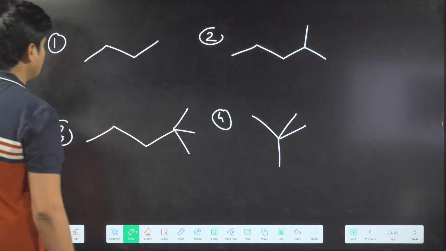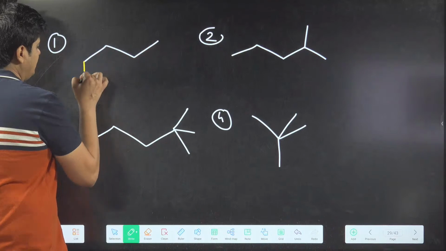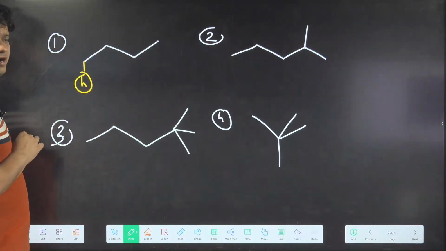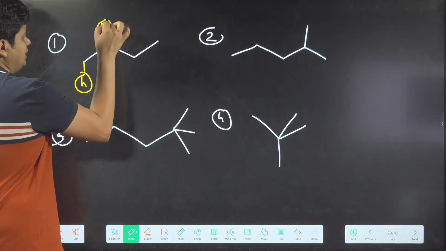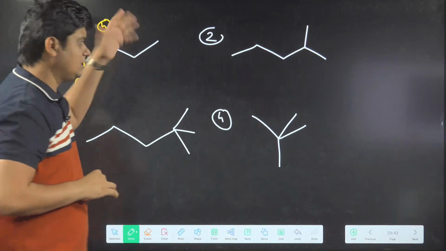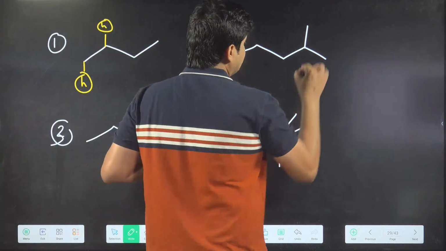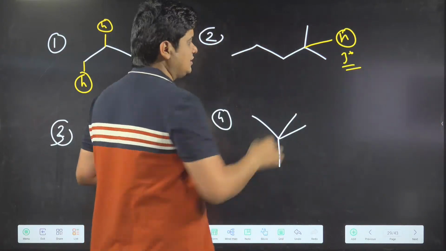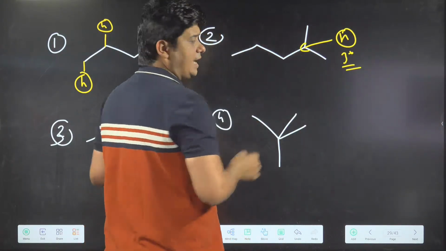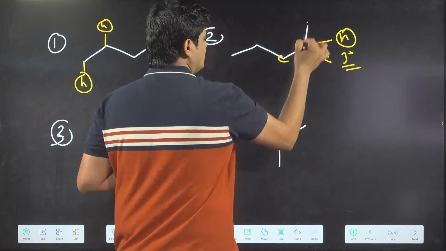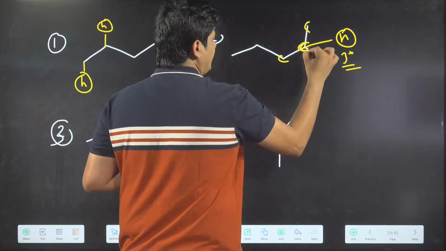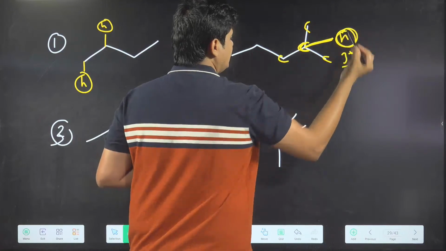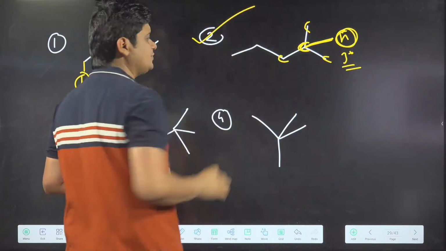Now come to first one. This hydrogen is 1 degree. This hydrogen is 2 degree. There is no 3 degree hydrogen. It cannot be oxidized by KMnO4. This hydrogen is what? 3 degree hydrogen. Right? This hydrogen is attached to this carbon and this carbon is attached to 3 carbons. Obviously this carbon is 3 degree carbon and related hydrogen is 3 degree hydrogen. Means this can be oxidized by KMnO4.